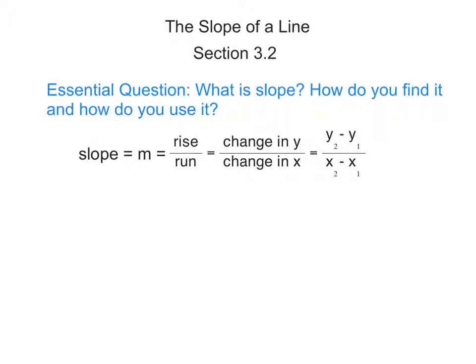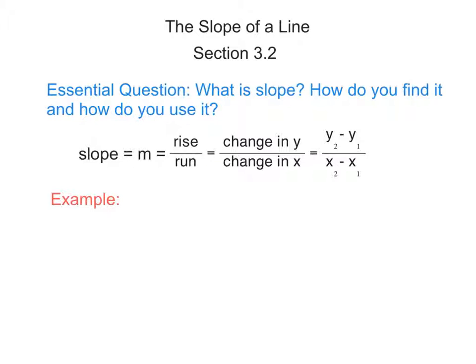So in math, we often refer to slope by the letter lowercase m, and that's equal to rise over run, or if you're talking about a graph, it's the change in y over the change in x, or more specifically, if we're talking about 2 points, y2 minus y1 over x2 minus x1.